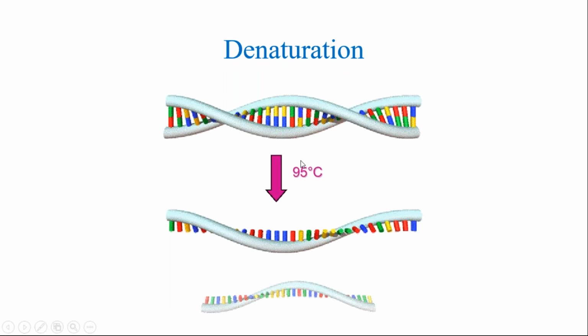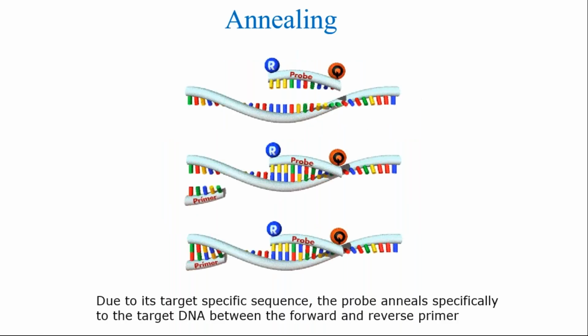You do a denaturation step, so the double-stranded DNA will separate. So there is denaturation. In the next step, you have an annealing step where the forward primer will anneal in this region and the reverse primer will anneal in the opposite region.